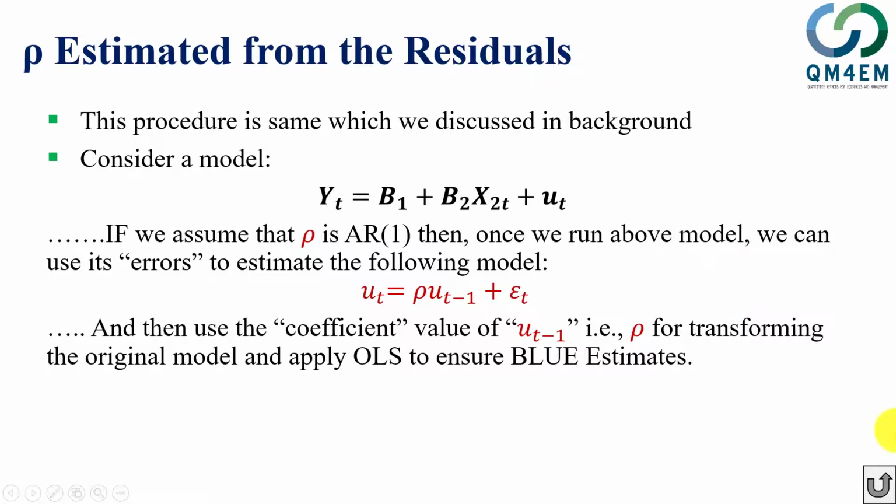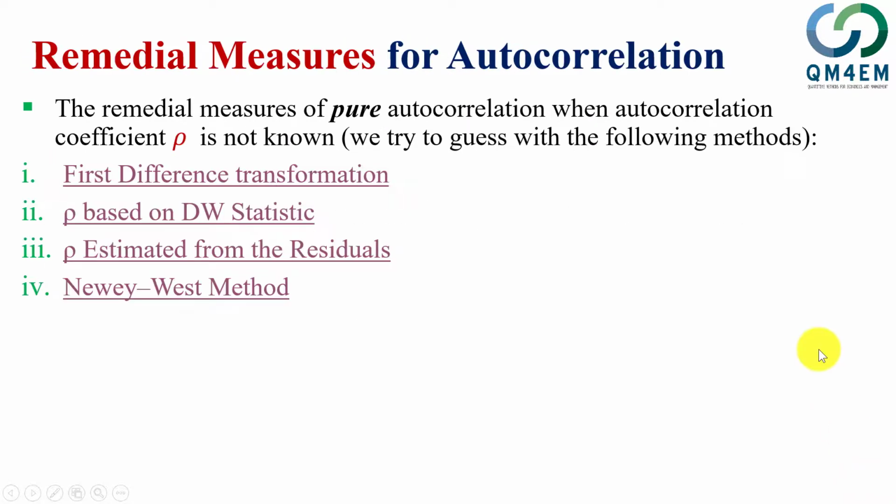So going back to the original slide, we started our discussion from the point that we want to see the remedial measures for pure autocorrelation. Pure autocorrelation is the autocorrelation that does not happen because of specification bias or model misspecification. We say that we can solve the problem of pure autocorrelation if we transform our model. This transformation then ensures autocorrelation-free OLS, or we get BLUE estimators.